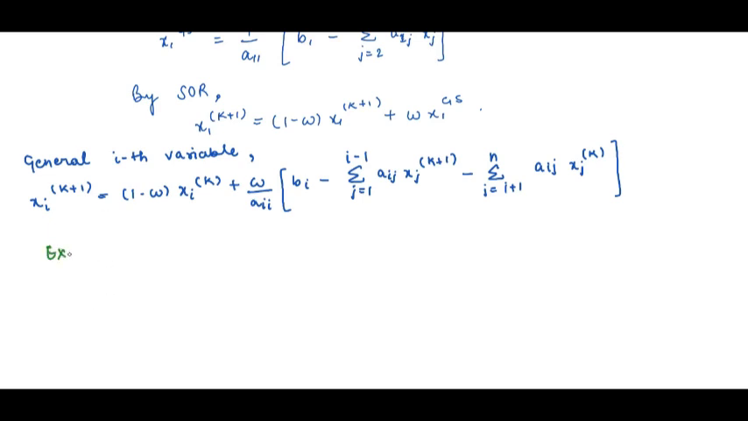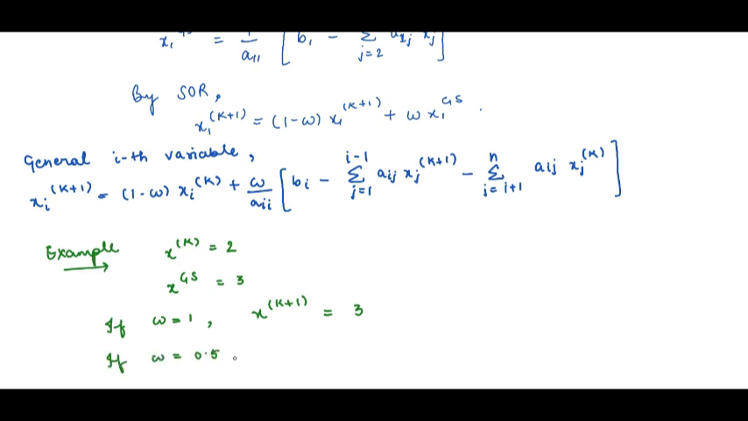Suppose the previous approximation is x^(k) equals 2, and the Gauss-Seidel calculation gives the x GS value as 3. If omega is 1, we take x^(k+1) as 3. Now suppose omega equals 0.5, then x^(k+1) becomes 0.5 multiplied by 2 plus 0.5 into 3. That gives 2.5. So we are taking only part of the correction.